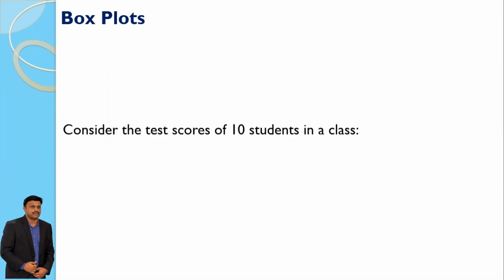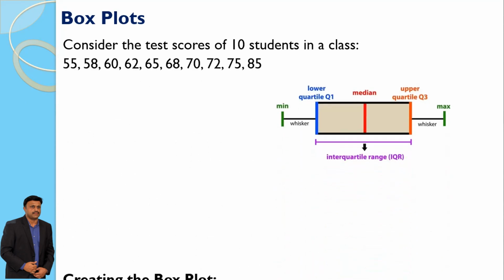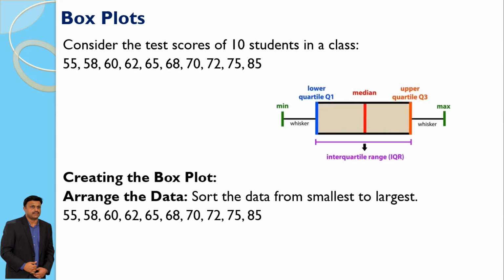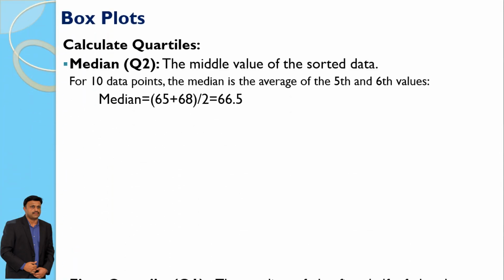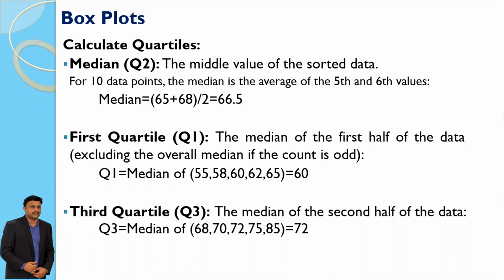Consider the test scores of 10 students. To create a boxplot, we first arrange the data from smallest to largest, which helps in identifying the quartiles and constructing the plot. To calculate quartiles, we find the median, first quartile, and third quartile of the sorted data. These values help in understanding the data distribution and constructing the box plot.